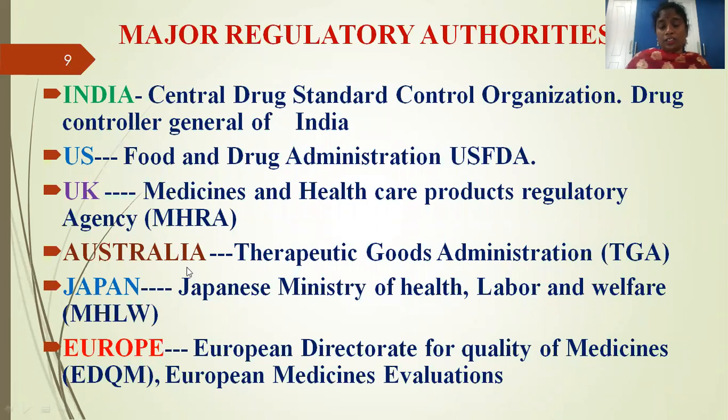And Australia, very important, as all of these are asked in your GPAT exams. They will ask in abbreviated form, so you have to write the full form. Like this: the Therapeutic Goods Administration. Next, in Japan it is the Japanese Ministry of Health, Labour and Welfare. And in Europe it is the European Directorate for the Quality of Medicines and the European Medicines Evaluation Agency.